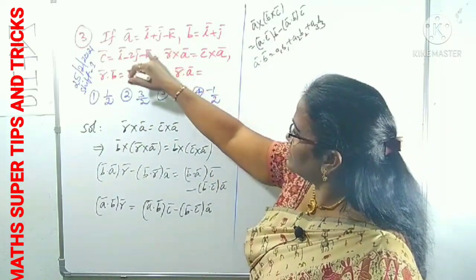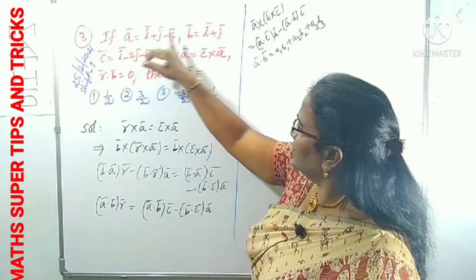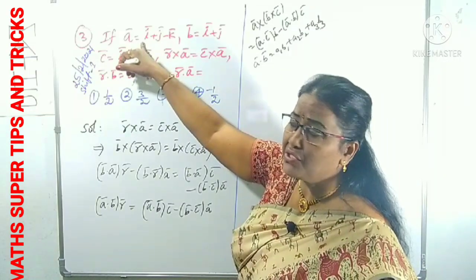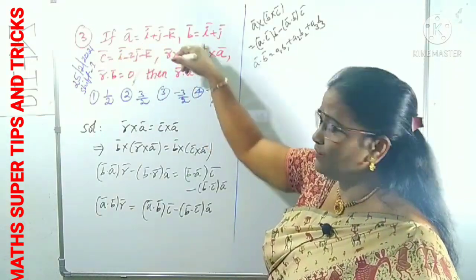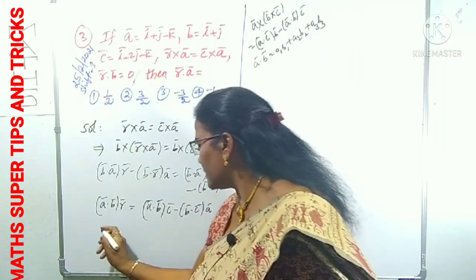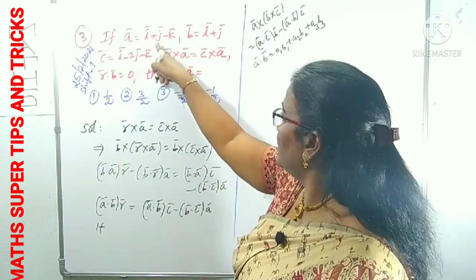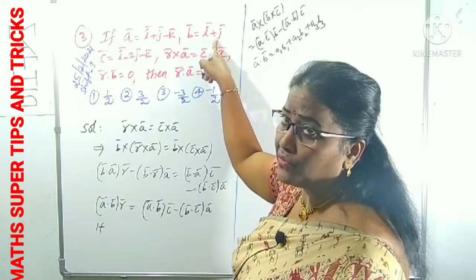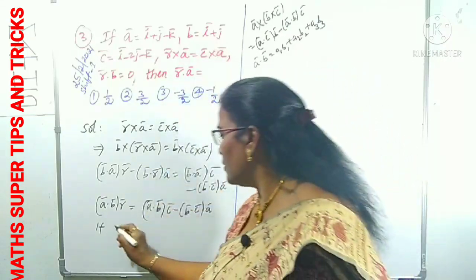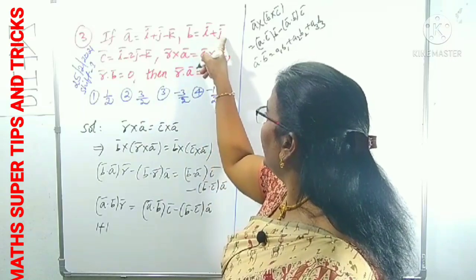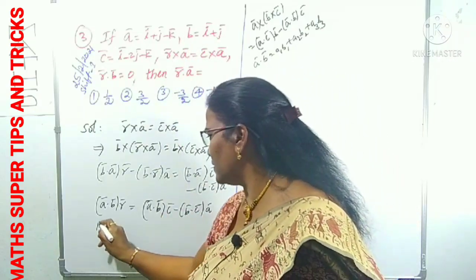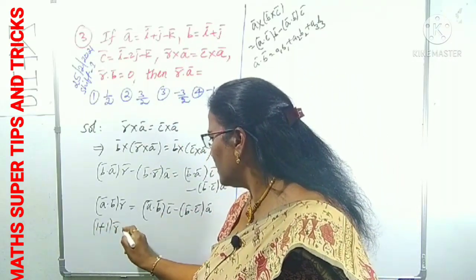From the given vectors, a1 is the i coefficient 1, b1 is the i coefficient 1, so 1 into 1 is 1. Plus the j coefficient is 1, and the other j coefficient is also 1, 1 into 1 is 1, so 1 plus 1. Here there is no k coefficient, which means the next term becomes 0 into r bar.